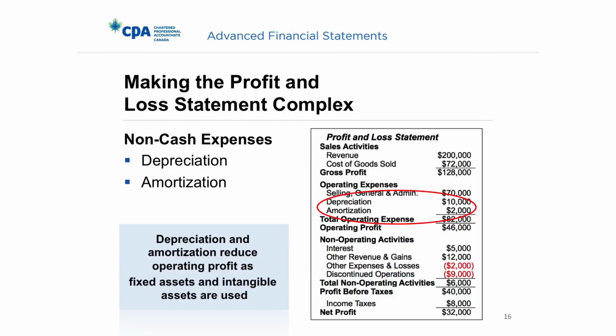Now let's look at what's making the profit and loss statement more complex. There could be some non-cash items, and we're going to go through those. First, let's look at what's the difference between net profit and cash flows. If we look at accrual accounting, there are some differences that we can see.